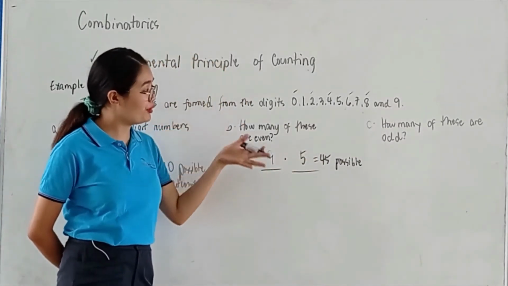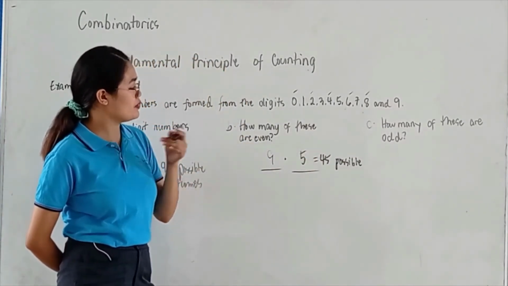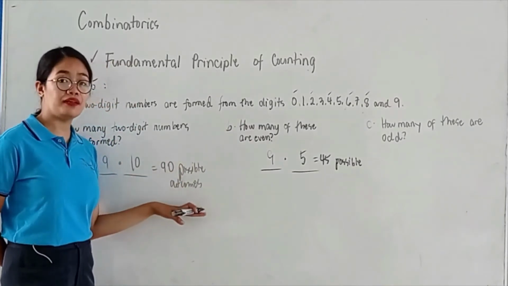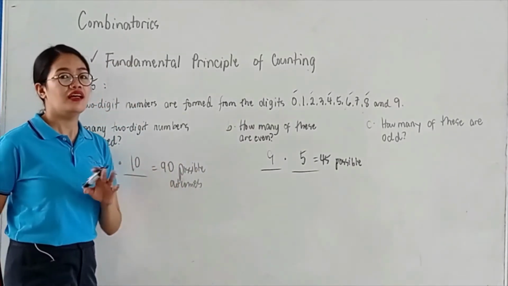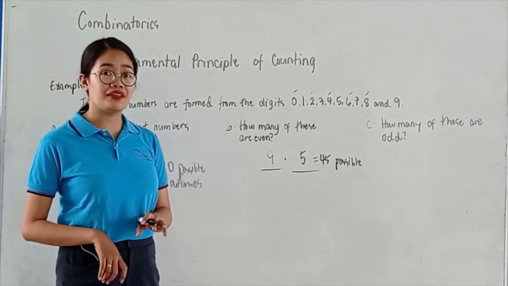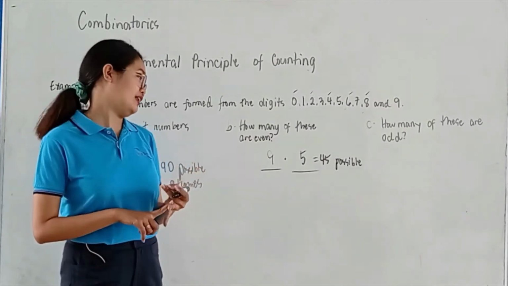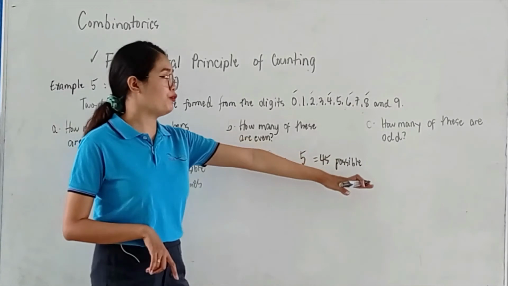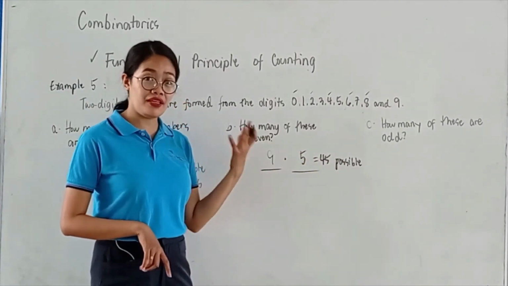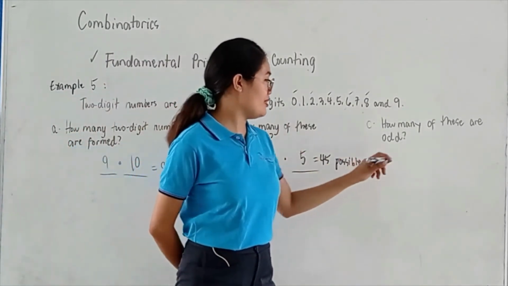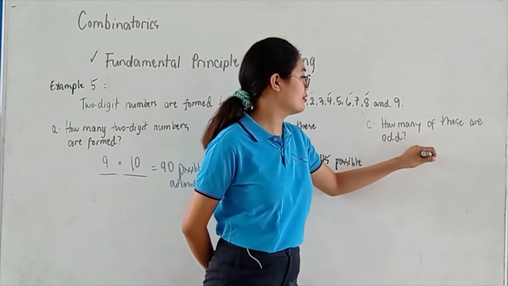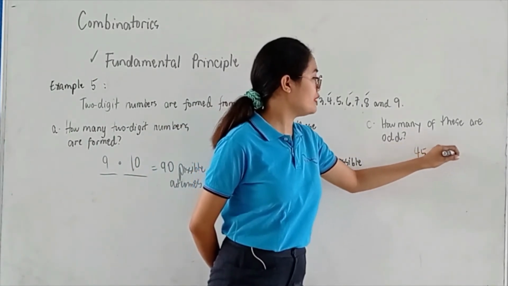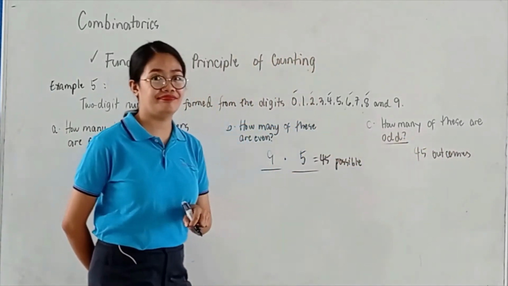We have 45 possible even numbers out of the 90 possible outcomes, and with that, we need to remember that a number will either be even or odd. And since we have 90 possible outcomes, half of it, which is 45, are even. The remaining 45 outcomes would be odd.